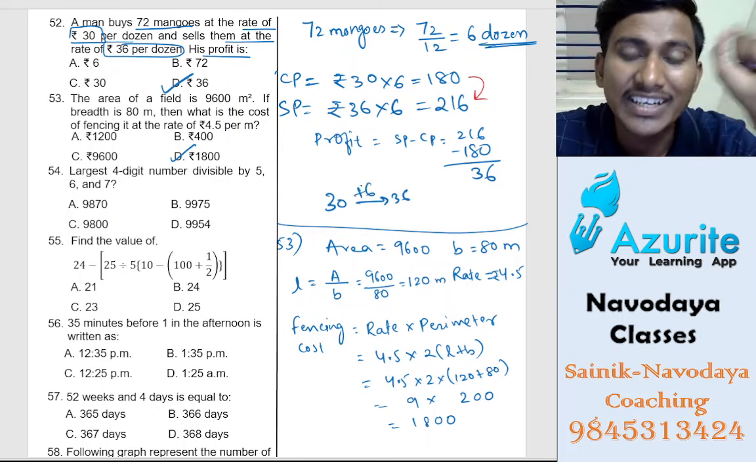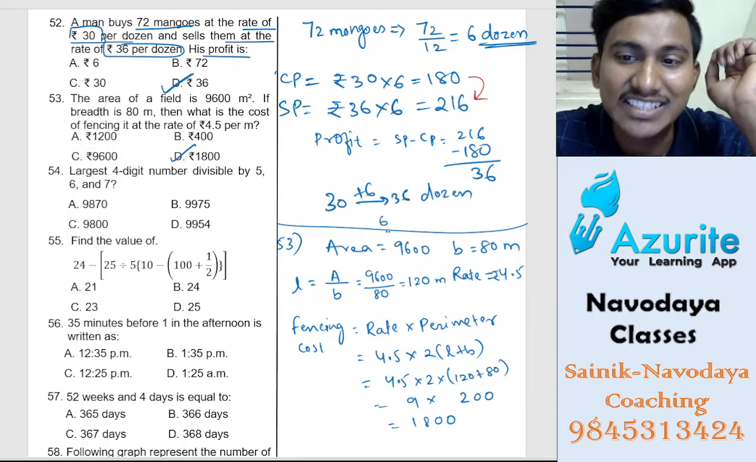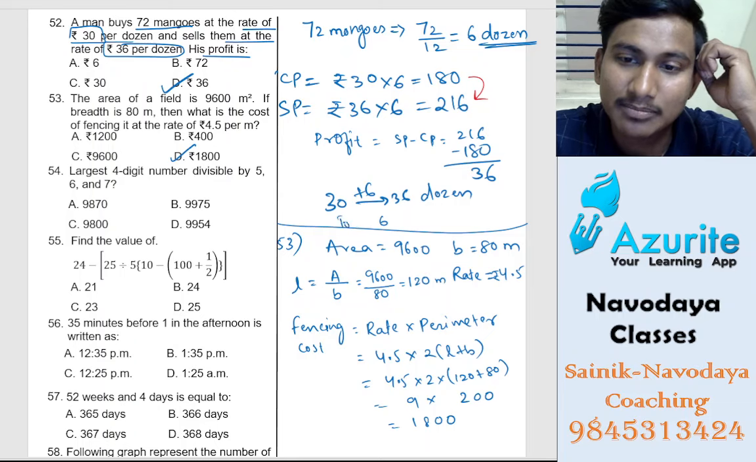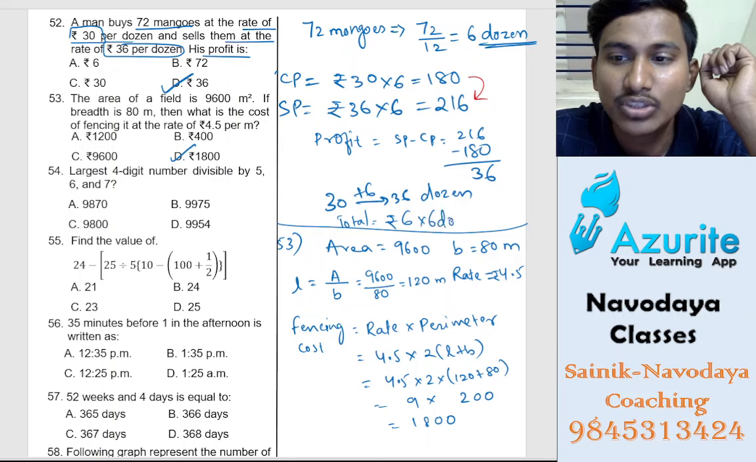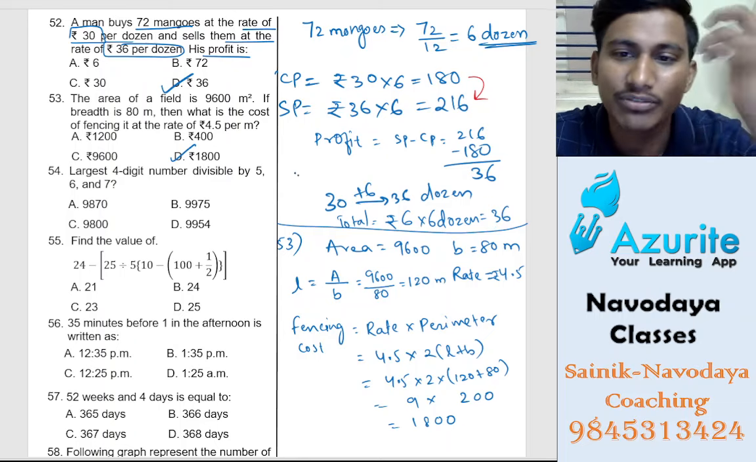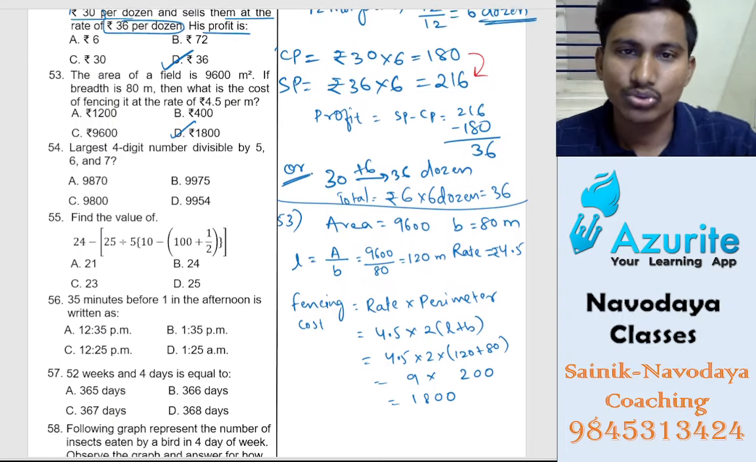So for 1 dozen it is 6 rupees. There are 6 dozens, so the total will be 6 rupees for 1 dozen into 6 dozen. So total will be how much? 6 sixes are 36 rupees profit, right? That way also you can do it. Understand? Now let's go to the 53 question.